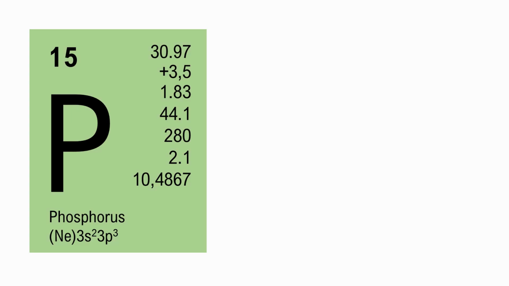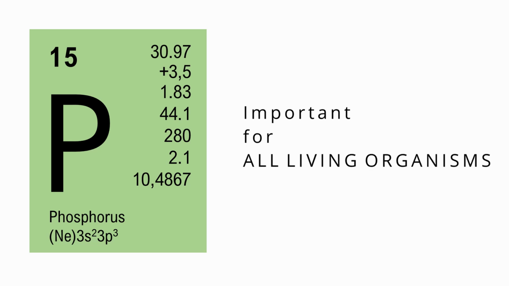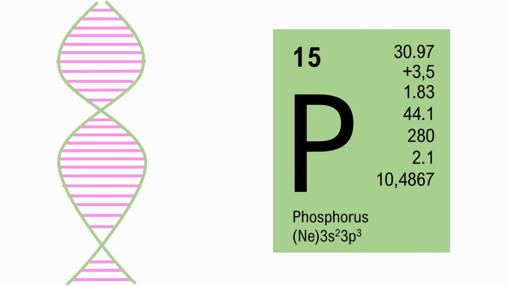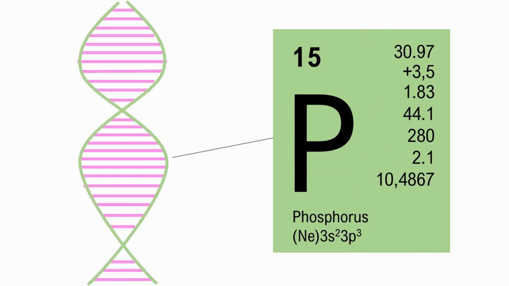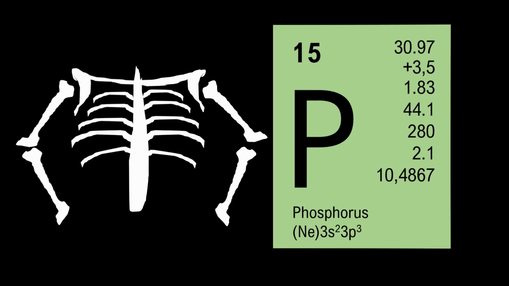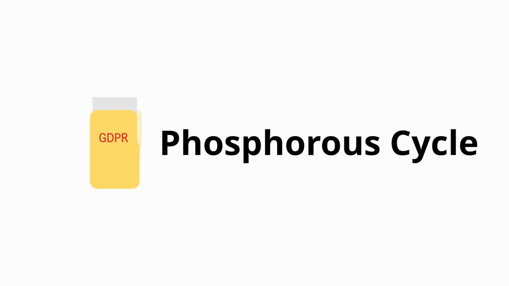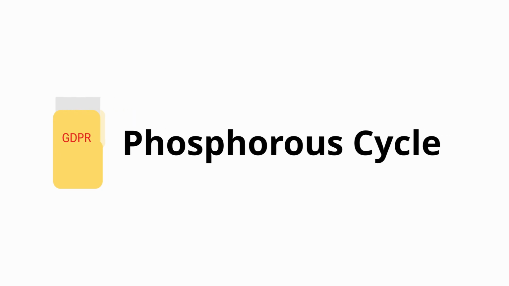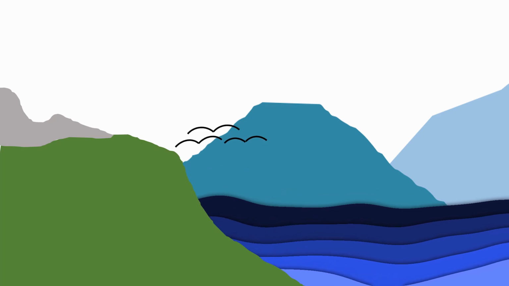Phosphorus is an important element for all living organisms. It is because it forms a significant part of the structural framework of DNA and RNA. Humans contain 80% of phosphorus in teeth and bones. According to new research, the phosphorus cycle is a biogeochemical process that involves the movement of phosphorus through the lithosphere, hydrosphere, and biosphere.